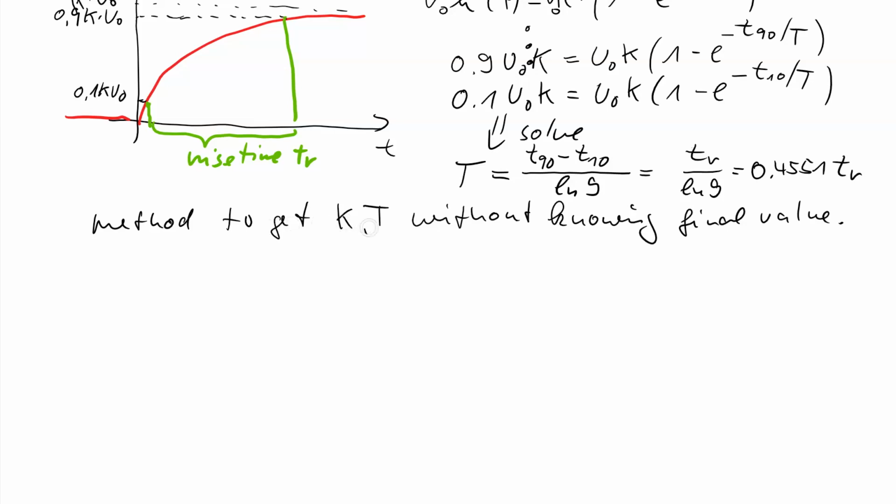This is a method to get K and T without knowing final value, and I think this comes now in the next video. And final fourth method, if you don't want to wait long enough to get the final value. Okay, this comes with the next video.